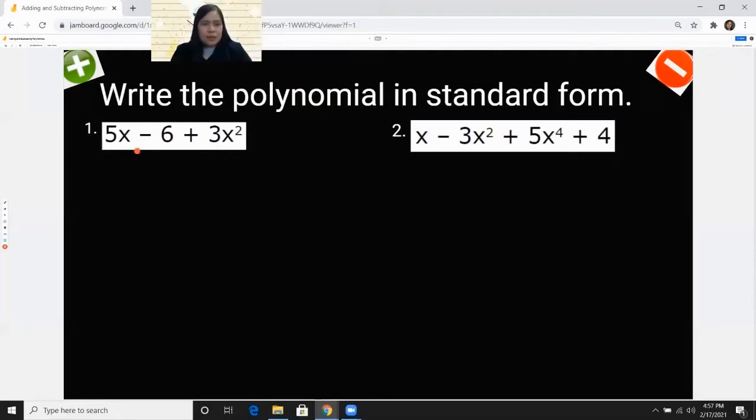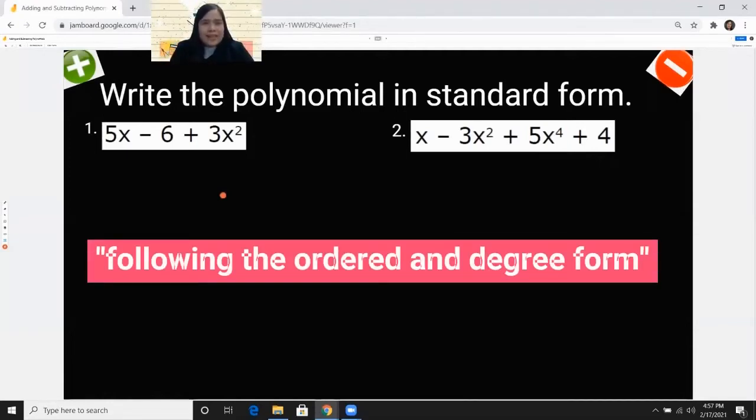For the number 1 example, we call this a trinomial. On the number 2, we have 1, 2, 3, 4. We call this a polynomial because it consists of more than 3 terms. Just remember that terms are the variables and numbers separated by a plus sign or minus sign. Let's write this into standard form since we already know the word terms. In writing a polynomial in standard form, we follow the order: the highest degree or highest exponent first, followed by a number with a variable, and then the constant. That is how we write a polynomial into its standard form.